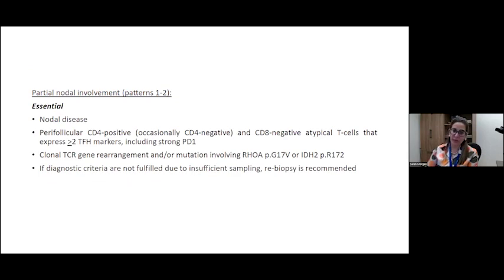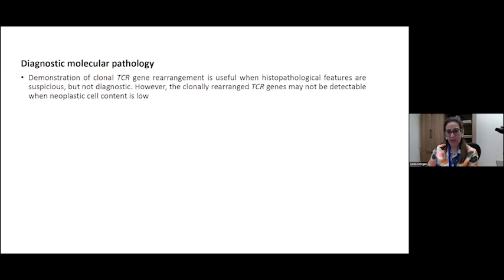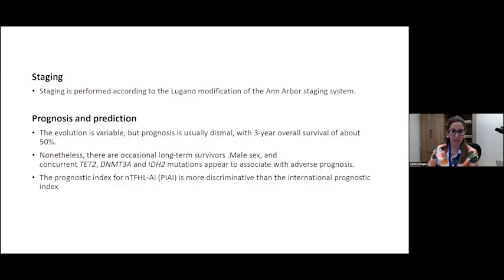In pattern 1 and 2, it's somehow more difficult to make a diagnosis. So the WHO is mentioning if you don't have the criteria fulfilled, you can ask for a rebiopsy because the sampling is insufficient. T-cell rearrangement is the main molecular test to go for. There are also some genetic markers like the IDH2 and other ones, but it's not in our scope today.